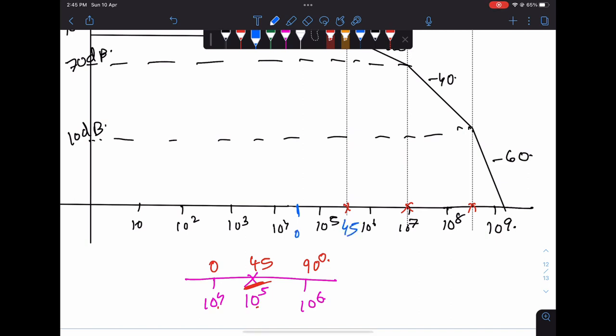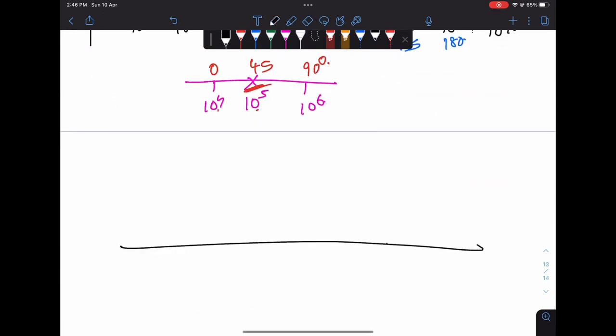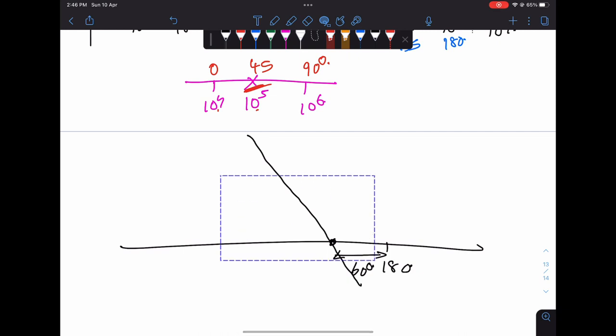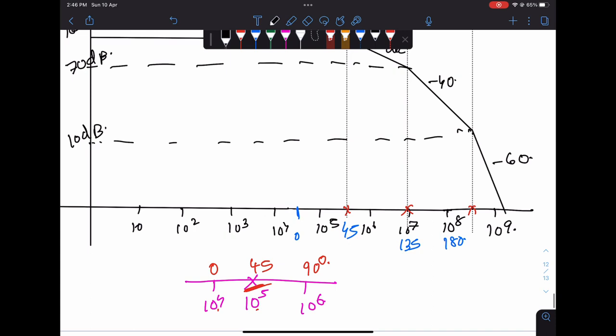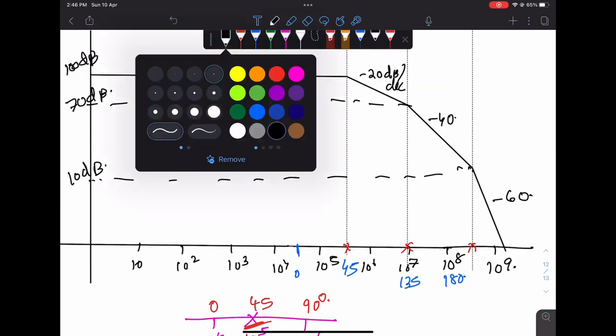For the given transfer function, we can write the angle equation using tan inverse, and put in frequencies randomly. We see it is 0, 45, 135, and 180 will be there at 10 to the power 8. We can note that 120 will be somewhere between 10 to the power 7 and 10 to the power 8. The gain should cross at that point so that we get a phase shift of 60 degrees. So the primary aim is to find at what frequency we get 120 degrees.